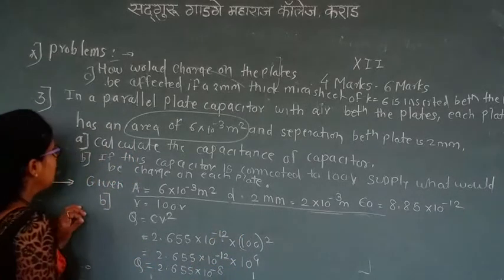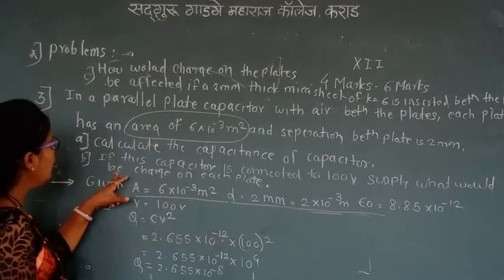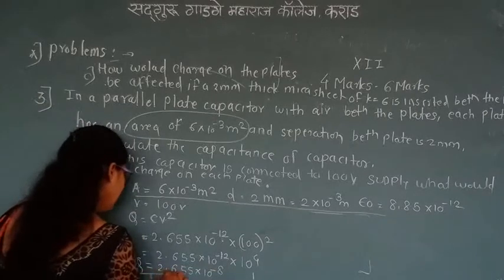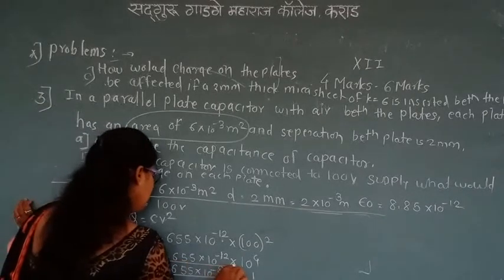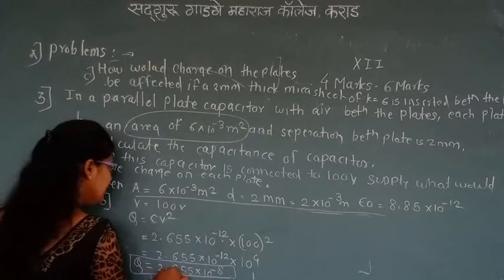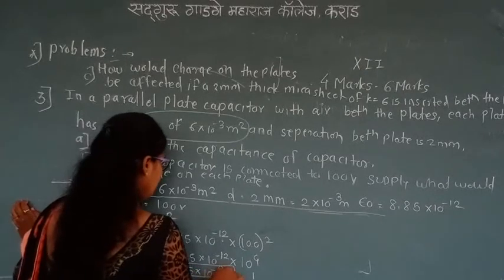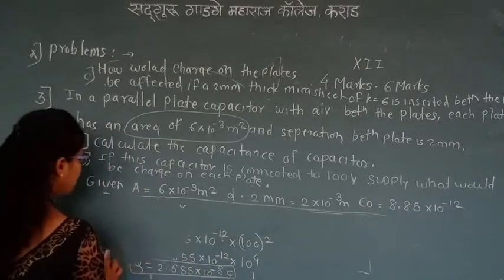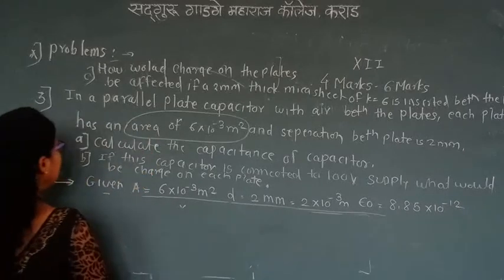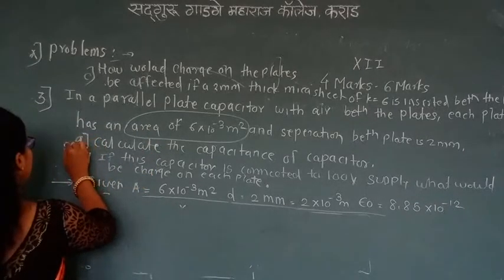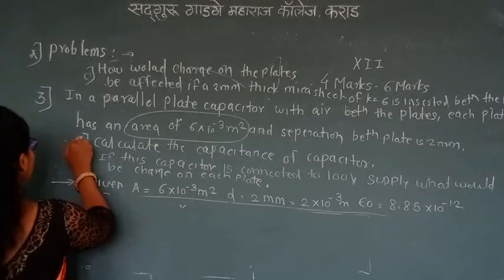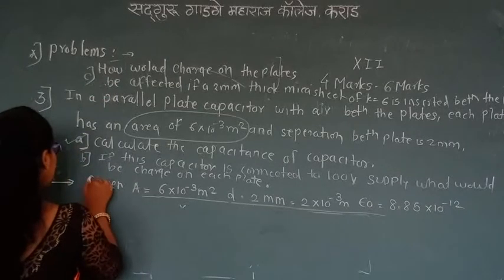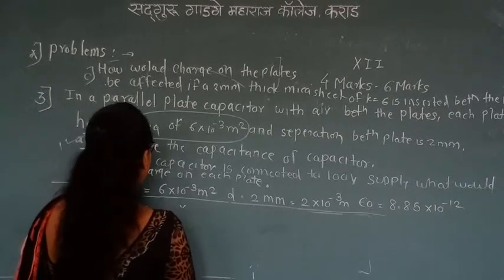Q is the charge. What will be the charge on each plate? We have to calculate the value of the charge on each plate. We get Q = 2.655 × 10^-8 coulomb. In the exam there will be a 3 marks question on this example. Each part is worth 1 mark: A is 1 mark, B is 1 mark, and C is 1 mark.